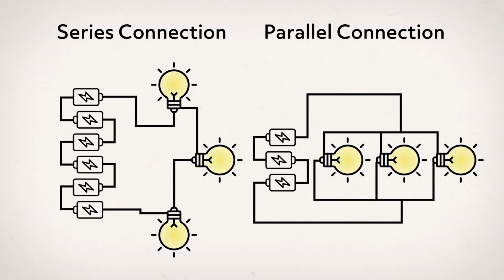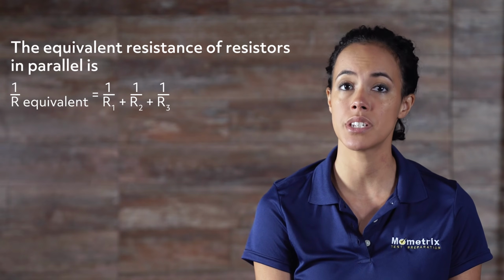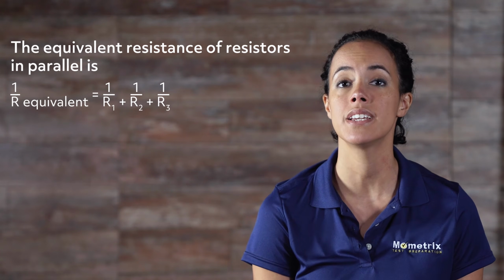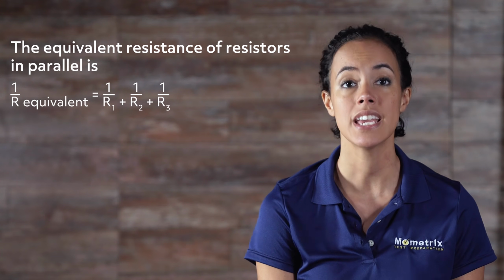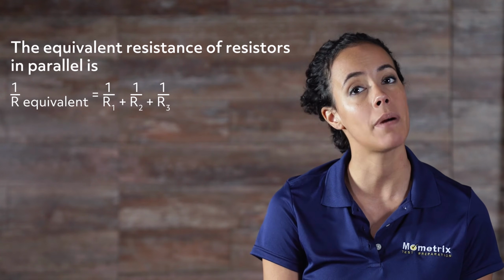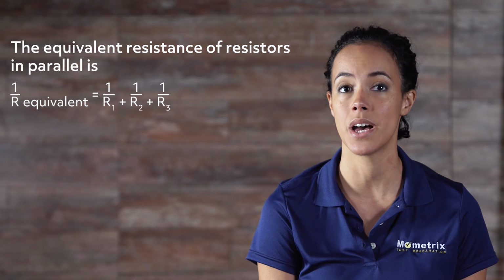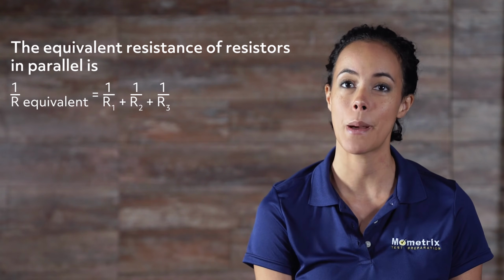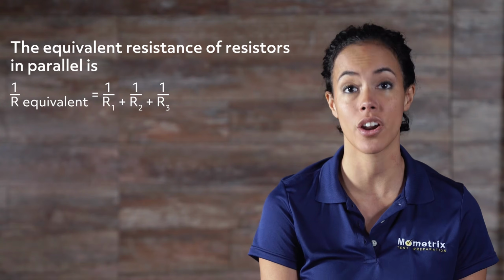This means they each have the same voltage across them, but different currents. If one bulb burns out, the rest of the bulbs still work because they still have current. The equivalent resistance of resistors in parallel is 1 divided by R equivalent equals 1 divided by R1 plus 1 divided by R2 plus 1 divided by R3. This relationship follows from Ohm's law, which shows us how the current branches into different resistors.